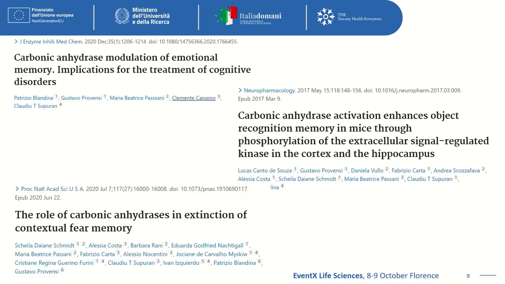The second issue is that in the last 10 years, we showed that carbonic anhydrase is involved in modulation of memory. There are implications for the treatment of many cognitive disorders. So there is work which we have done with the group of Patrizio Blandina and Gustavo Provenzi, in which we show that carbonic anhydrase activation is important for recognition memory, of course in animal models, for the extinction of fear memory, and so on and so forth. So there are strong connections.